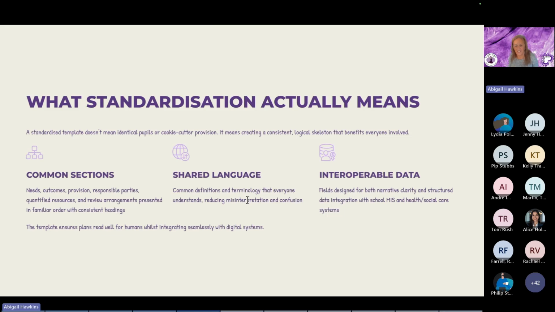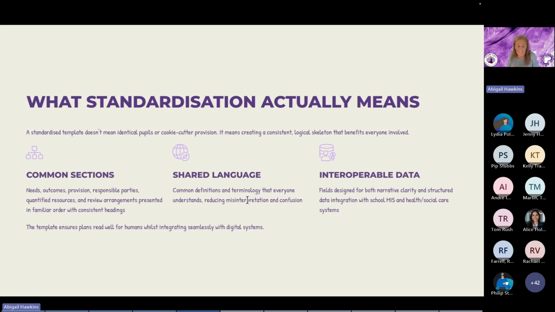What it does mean, though, is we've got a consistent logical skeleton to work with. So common sections: the needs, the outcome, the provision, who's going to be responsible, the quantification sitting in there, the review arrangements in a familiar order, preferably not muddling section E and section F together, or if we are, everybody is muddling section E and F together. Consistent headings would be nice as well.